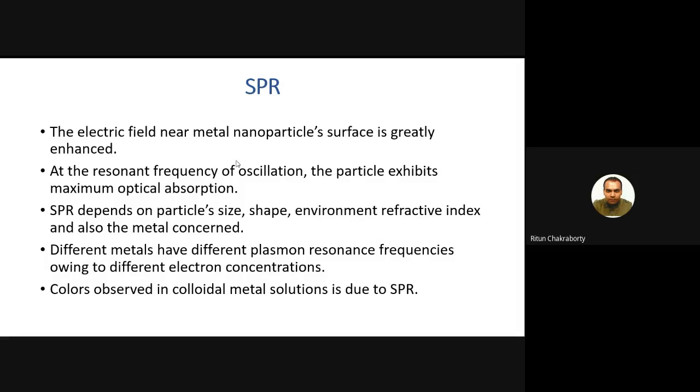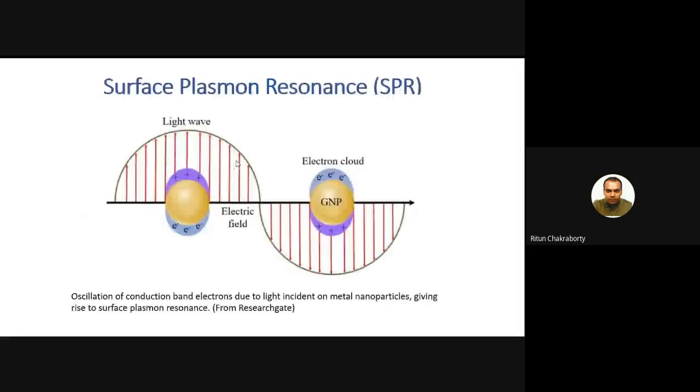One more thing, why surface plasmon resonance? Because most of these electrons are on the surface of the metal, or they are the conduction electrons. That's why the word surface is used. And plasmon means the collective oscillation of electrons.